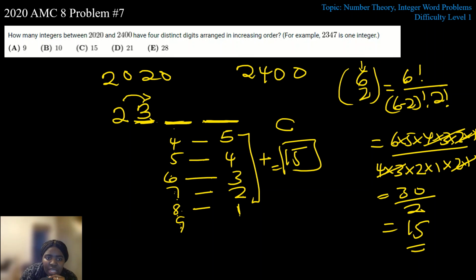Just a different way of doing that. And we care about the order, so there's only one way of doing it. It has to be in increasing order, so we can leave our answer as 15. Okay, awesome.